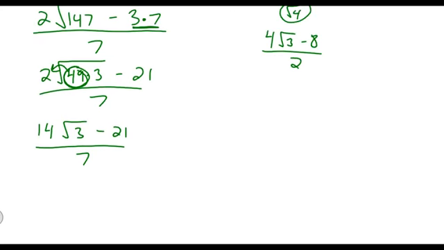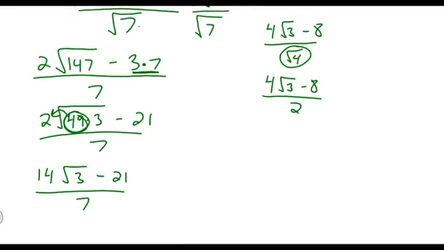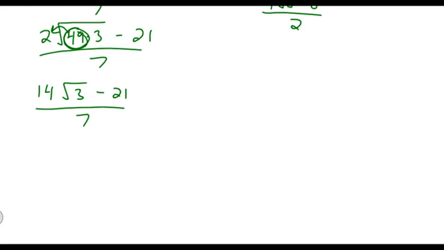All right, now we've got, is it minus or plus? Plus, okay. So now we're going to go this one plus 4 root 3 minus 8 over 2. All right, so now we're good. We don't have the denominator going on there anymore.